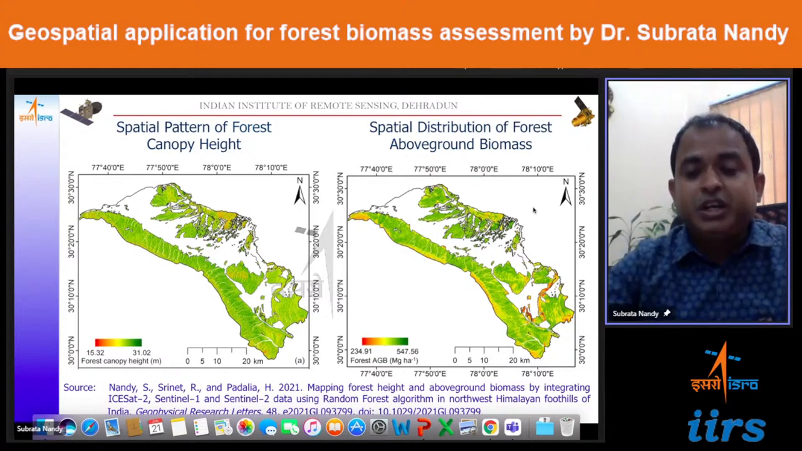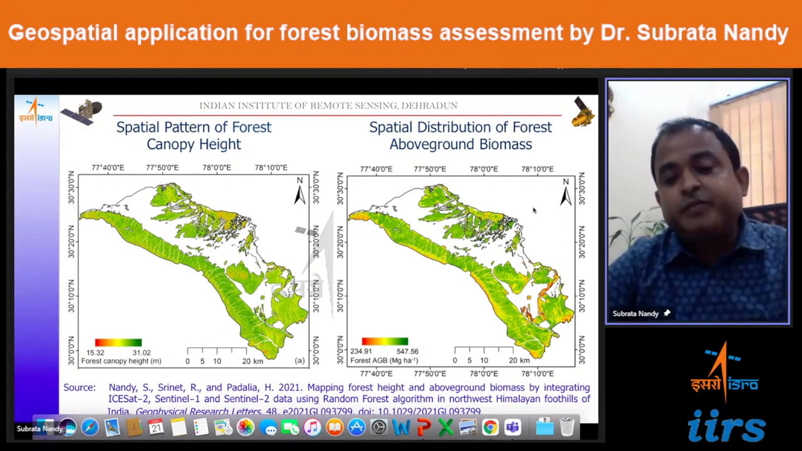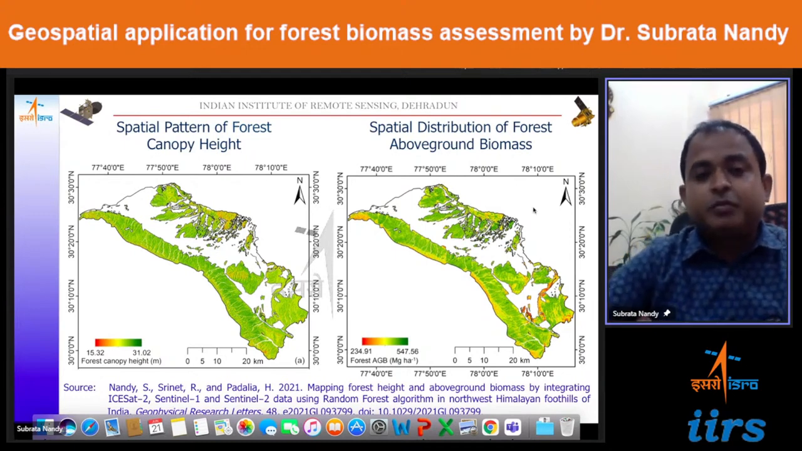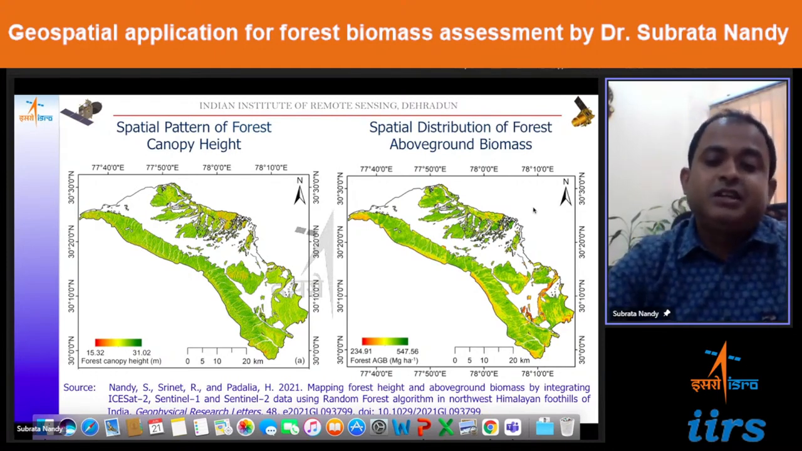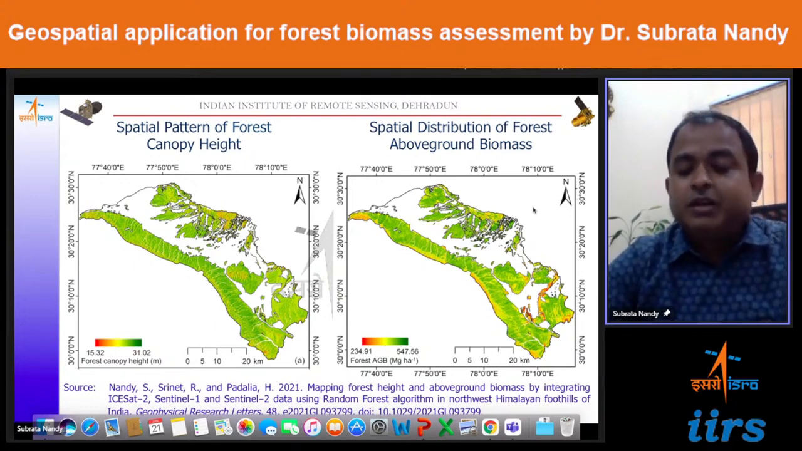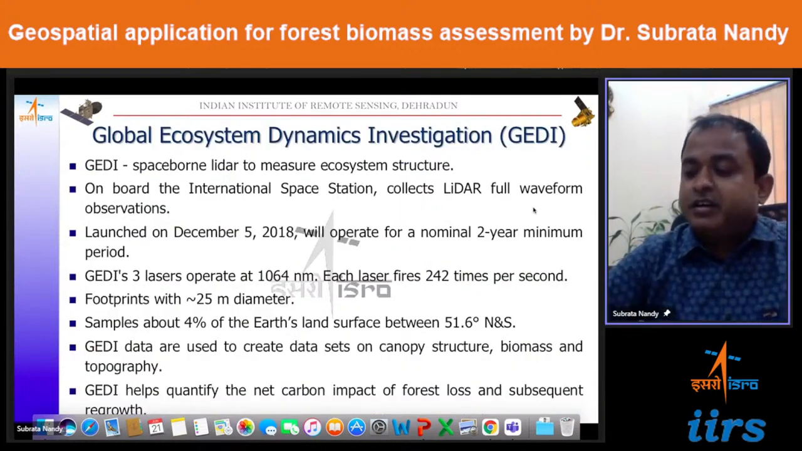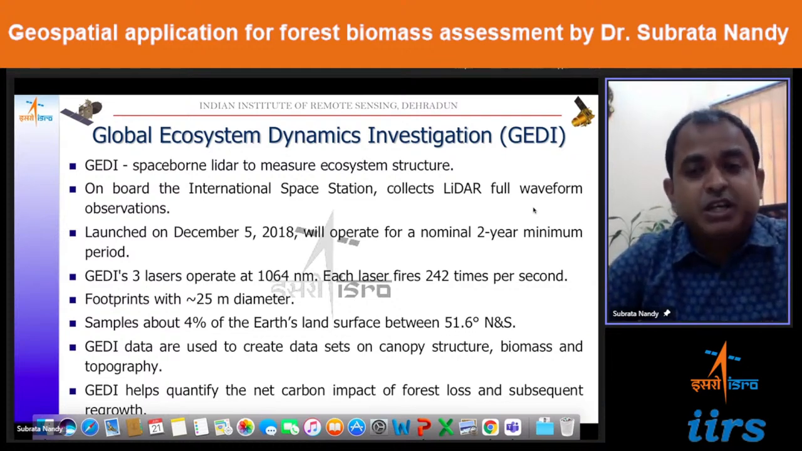So integrating this using a random forest based model, or the machine learning based model, gives the best accuracy compared to when we try with just the optical or just the lidar data alone. This study also highlights that the sensor integration, or multi-sensor approach, is better than a single sensor approach when studying biomass.